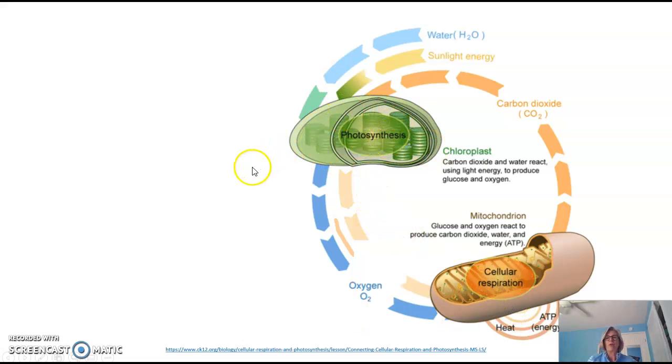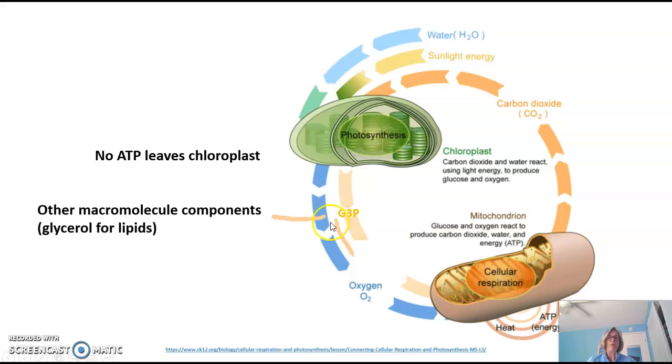I have my chloroplast here, and it is doing photosynthesis, but no ATP is going to leave that chloroplast. What does leave is some G3P. Some of the G3P has to stay in the photosynthesis cycle so that it can regenerate the RuBP, but some G3P does leave, and that G3P can be used as a building block for macromolecules such as glycerol, which is needed to make lipids. Some of that G3P is then used to build glucose. That glucose can be used for things like cellulose cell walls. Plant cells all have cell walls, and they're polymers of glucose. Plants have to make a lot of glucose for those cell walls.